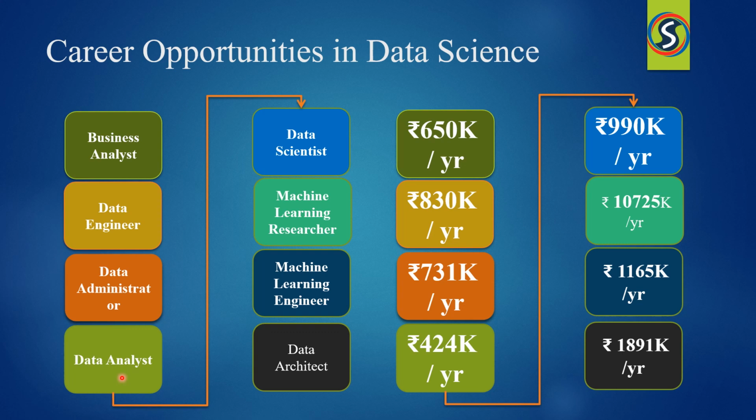And if you're a data analyst, you would probably get around 424,000 per year. And you can also cross-check here. When you look at this row, the salary package is of an average kind, but why is the salary package so high here? There should be some difference, right? The major thing is the profiles here, such as data scientist, machine learning researcher, machine learning engineer, data architect, are in high demand.